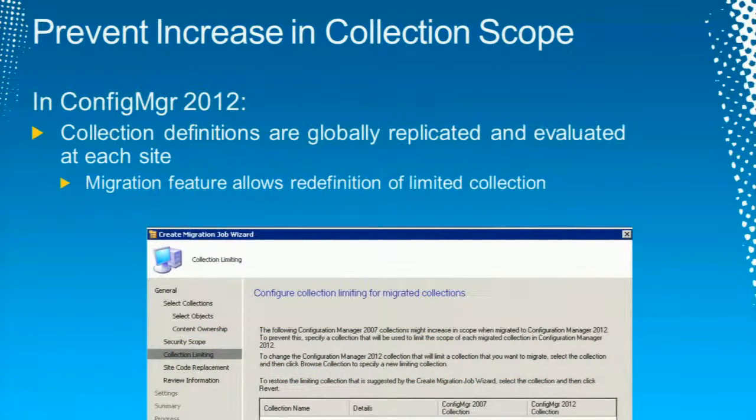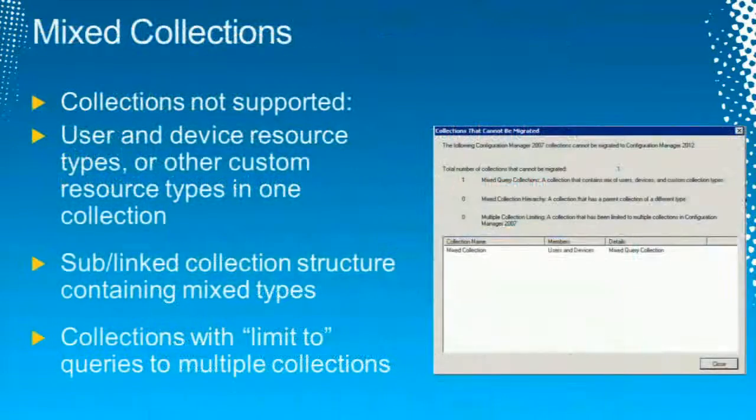And this is the screen that we saw in the wizard. And the collections you can't migrate over: user and device resources mixed in a single collection. Sub-collections linked to different types. So a sub-collection that's devices that's going to a parent that is for users. We can't migrate that over. Or collections with limit to queries to multiple different collections. We can't migrate those over. And there's the report that would show you, hey, I can't migrate this collection over because it is a mixed query collection.